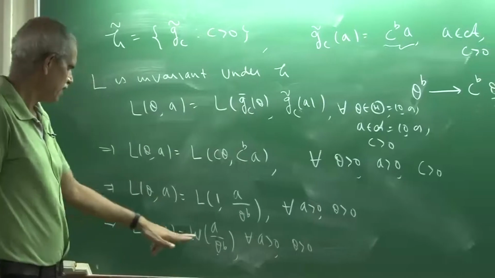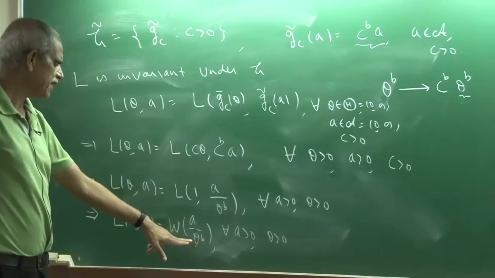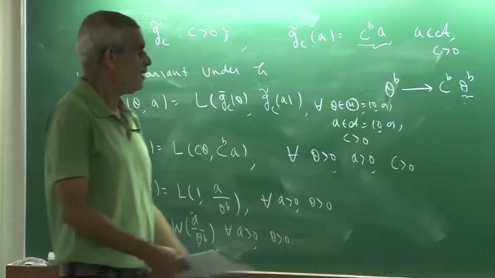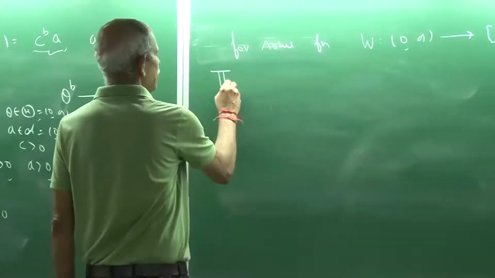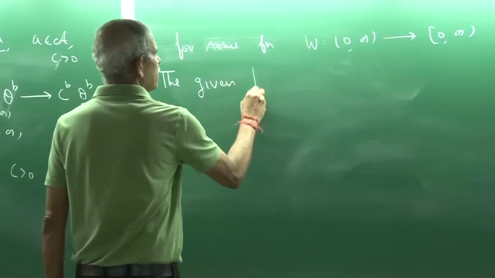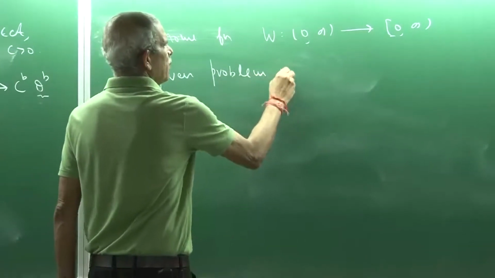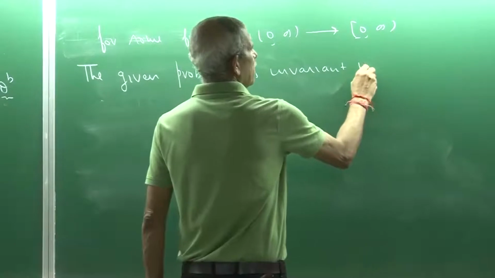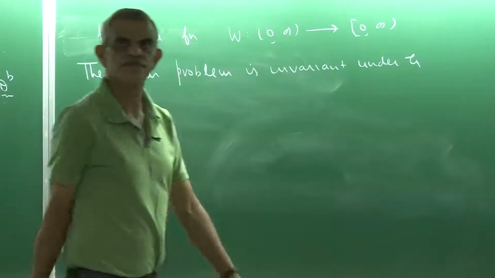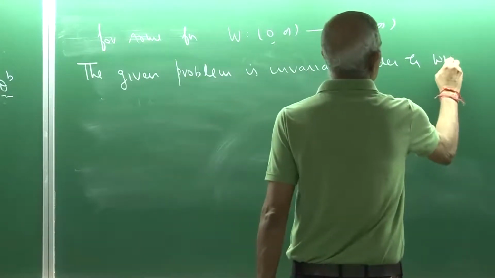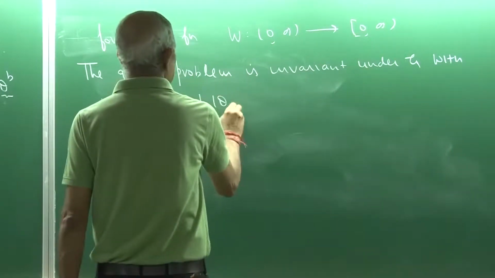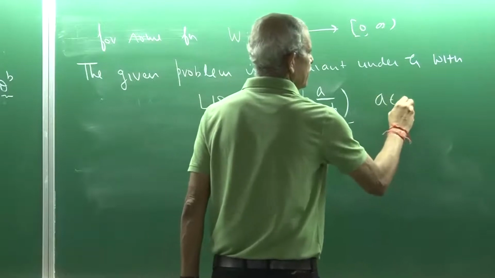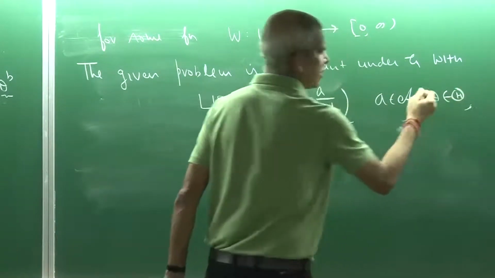G bar C theta, G tilde C A? You can see this becomes C theta, C to power B theta to power B. A becomes C to power B, theta to power B, so they get cancelled, and this is satisfied. So the given problem is invariant under G with L(theta, A), my loss function, of the type W of (A by theta to power B). A belongs to the action space, theta belongs to the parameter space, both are 0 to infinity.